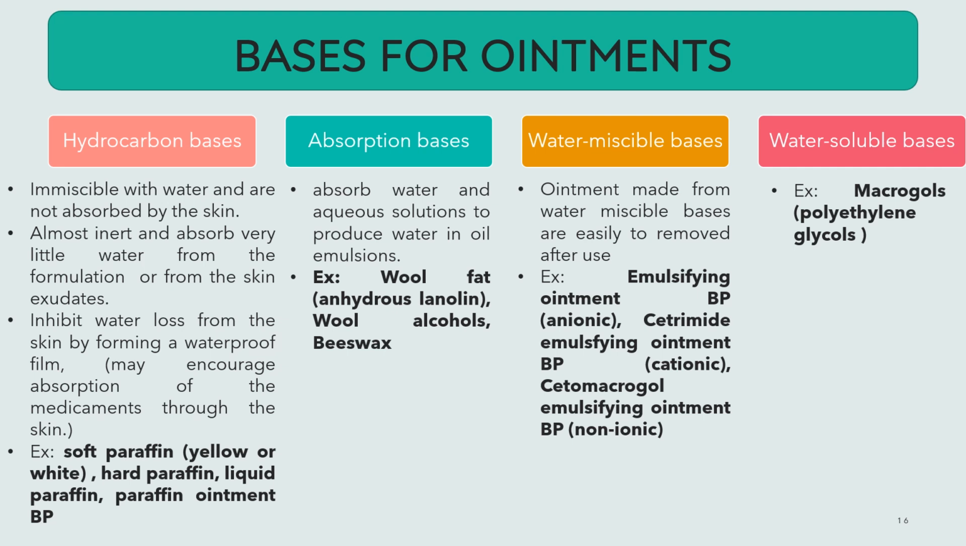So the vehicle or carrier of an ointment is known as an ointment base. The choice of ointment base depends upon the nature of the medication, the stability of the ointment, the clinical indication of the ointment, and some of the factors that we've discussed in the previous slides. So basically, bases can be categorized into four groups: hydrocarbon base, absorption base, water miscible base, and water soluble base.